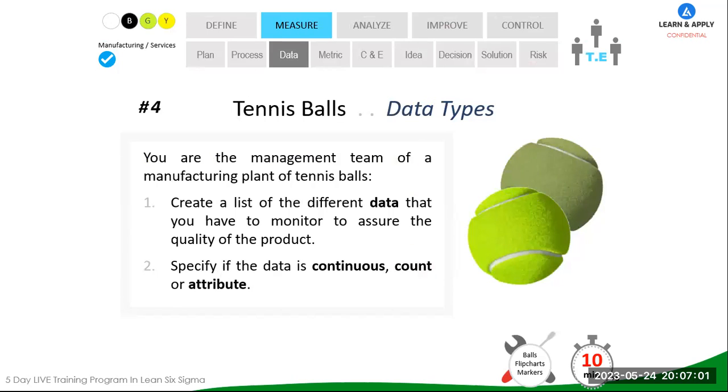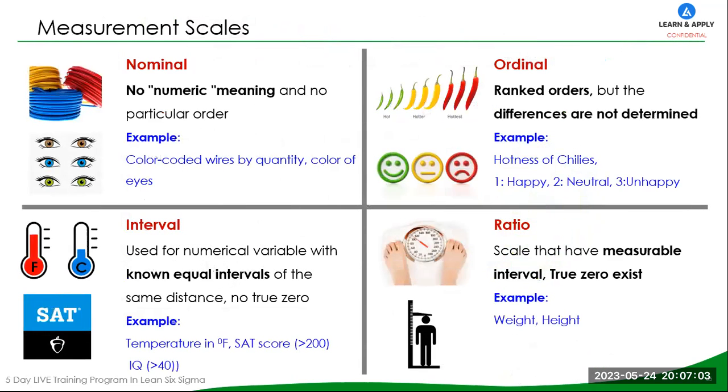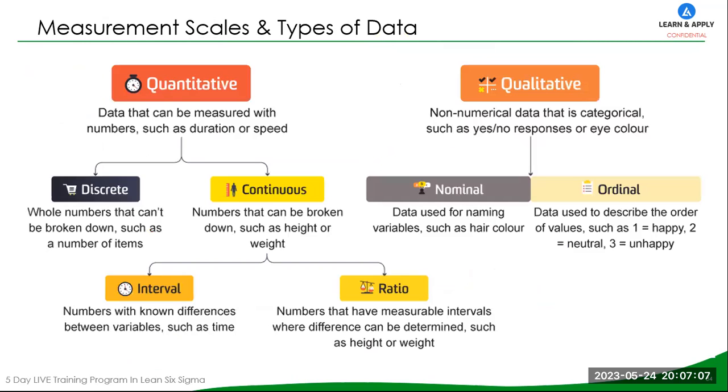Sir, can we go back to the previous slide, please? Yes, this one. Nominal, ordinal are clear. Qualitative can be measured in terms of nominal and ordinal. But in case of quantitative, why are we showing interval and ratio under continuous only? I think it should be under both. Discrete and continuous, both can be measured in terms of interval and ratio.